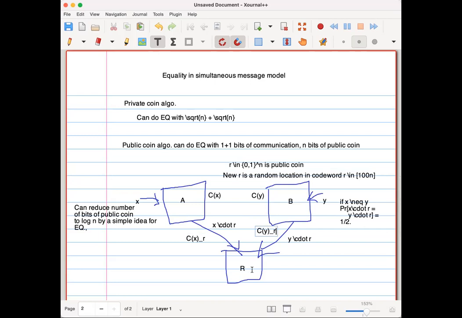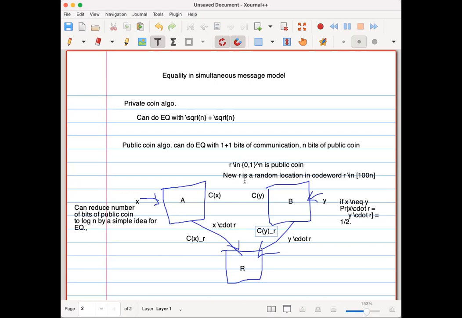But then you can amplify this probability. Now I don't like 1 by 100. The correctness probability is 1 by 100, so the error probability is 1 minus 1 by 100. The error probability is 0.9. Very bad. I want the error probability to be 0.001. So fine, repeat it a constant number of times.